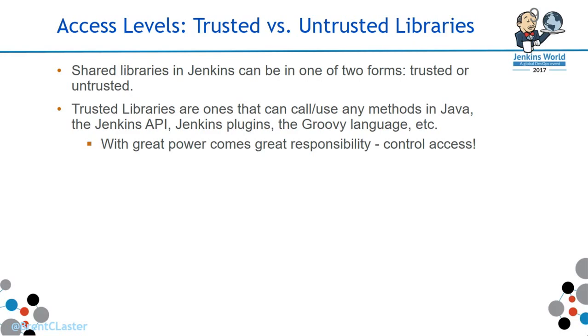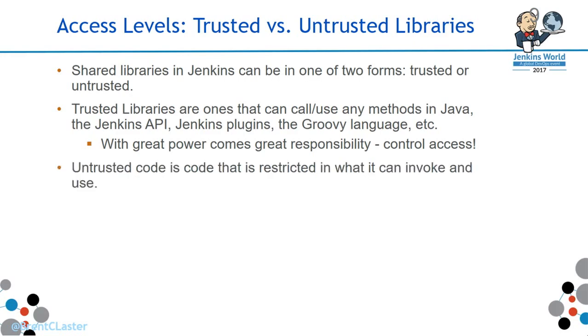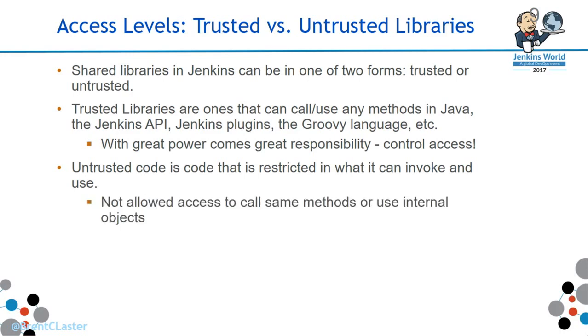So if you're having people that have access to the Git repository, for example, that contains a global shared library, you want to make sure that they are people that you trust to be making lower level calls and doing things in there. Untrusted code is code that's restricted in what it can invoke and use. It's not allowed to call some of the same methods or use the internal objects in there. And the untrusted code runs in the Groovy sandbox.